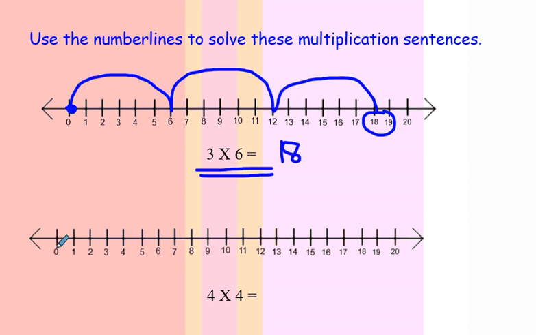Okay, I think you get the idea. So 4 jumps of 4, I would go 4, 1, 2, 3, 4 spaces, another 4 spaces, another 4 spaces, to tell me that 4 times 4 equals 16.